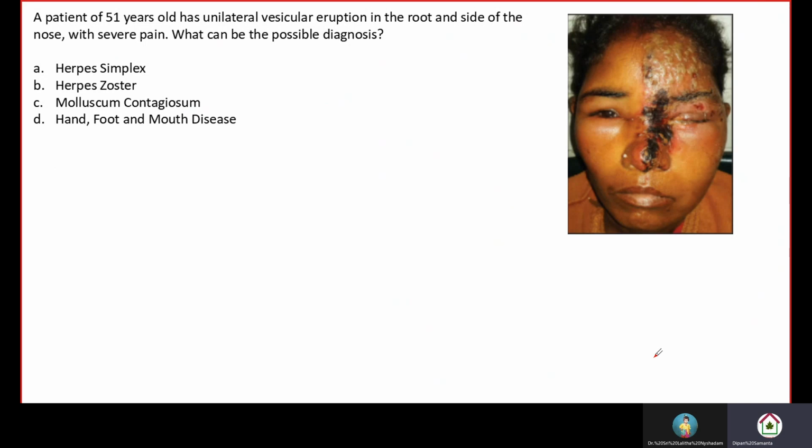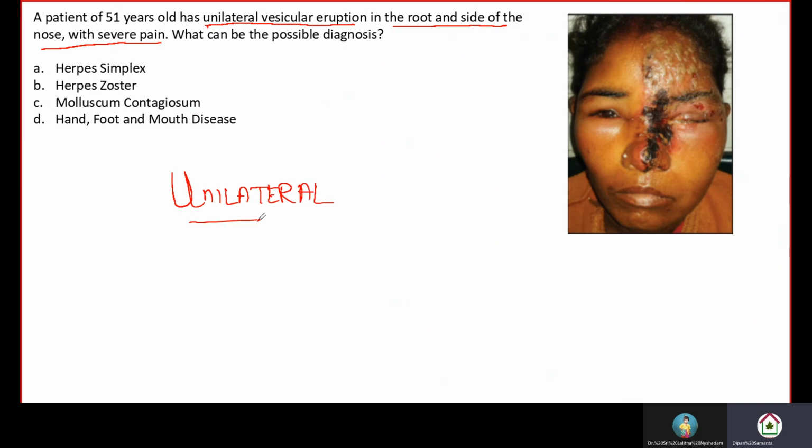Okay, next question. A patient, 51 years old, has unilateral vesicular eruptions on the root and side of the nose with severe pain. You haven't got this type of question, unilateral vesicular eruption, in any other slides. This point is very important: unilateral.